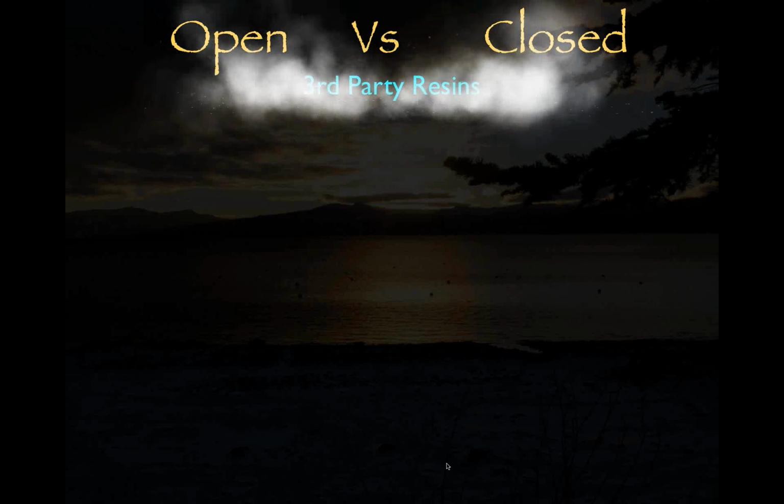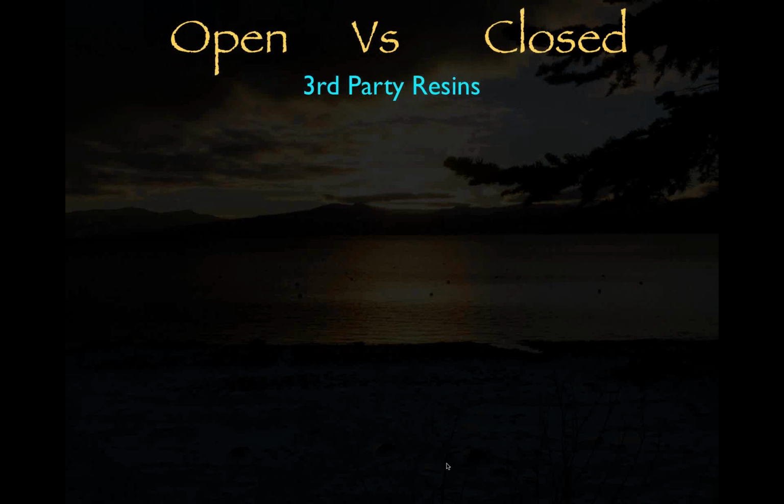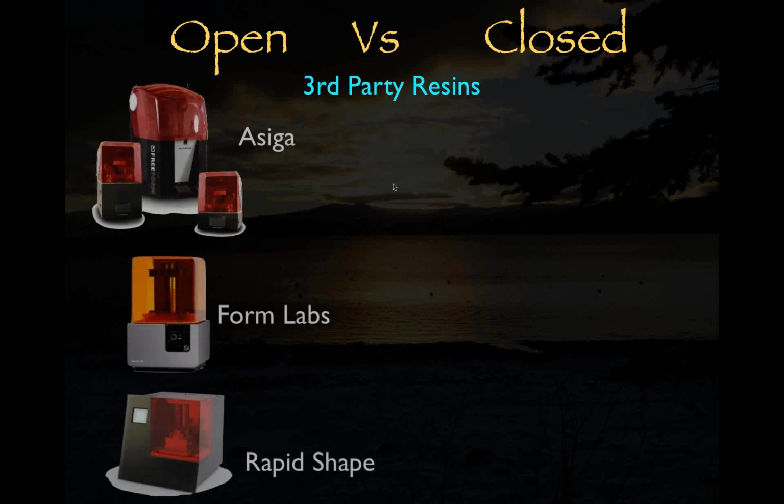Now, open versus closed is, I think, really important. Open meaning that you can utilize third-party resins. In a lot of printers, you are required to use resins produced by the manufacturer of that machine, because printing a resin is not just printing a resin. There's a lot of stuff that has to be considered when you're doing this in terms of how to expose the layers properly and how much time the light needs to be on. It's really a very complex situation.